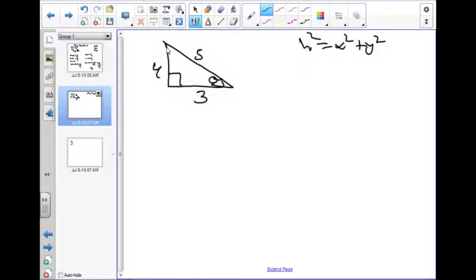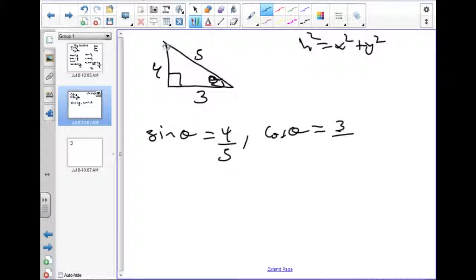So to find sine of theta, what we do is opposite of theta, which is 4, divided by our hypotenuse, which is 5. So we have sine theta is 4 over 5. Cosine of theta, which is CAH, is adjacent divided by the hypotenuse. Our adjacent in this case is 3 divided by the hypotenuse, which is 5. And we are done. And then we have tan theta, which is TOA, is opposite divided by adjacent. Our opposite here is 4 divided by adjacent, which is 3. And then we are done.